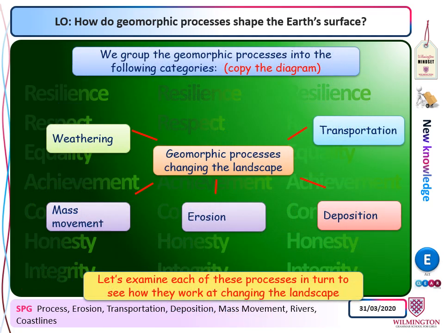We're going to look at these 5 categories of geomorphic processes. These are the ones that were mentioned in the spec: weathering, mass movement, erosion, transportation, and deposition. And all these 5 processes are naturally recurring, and they change landscapes.